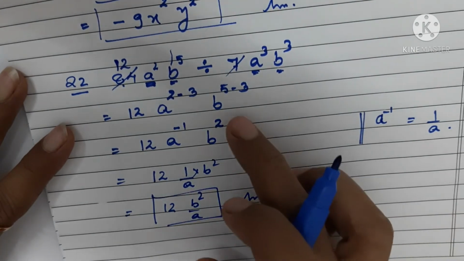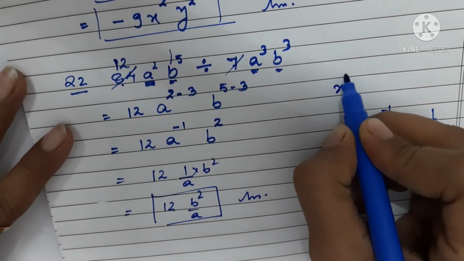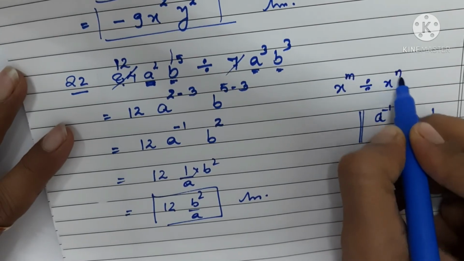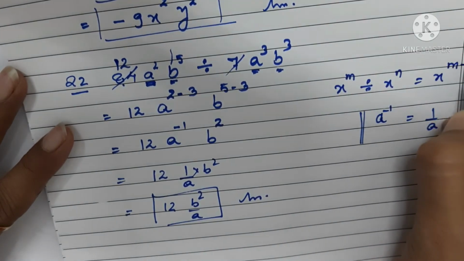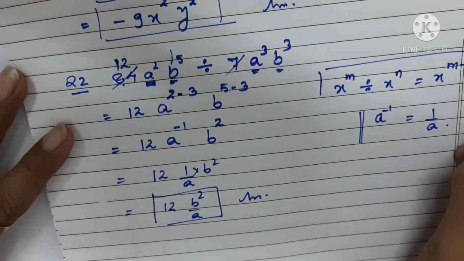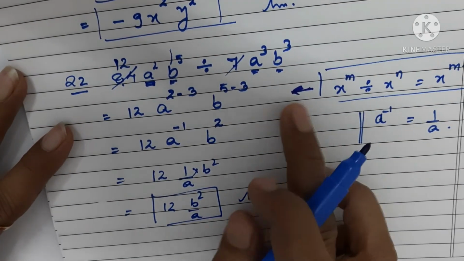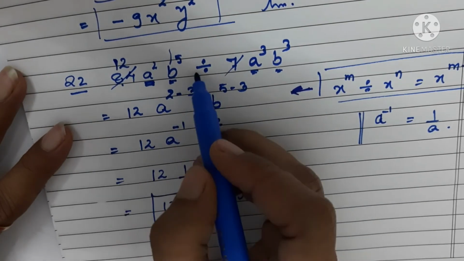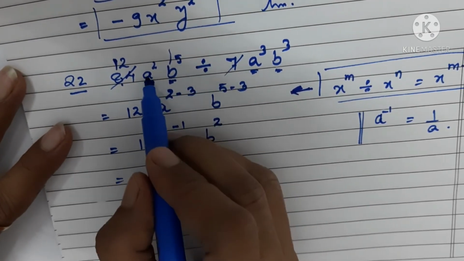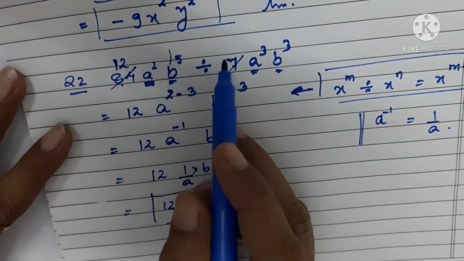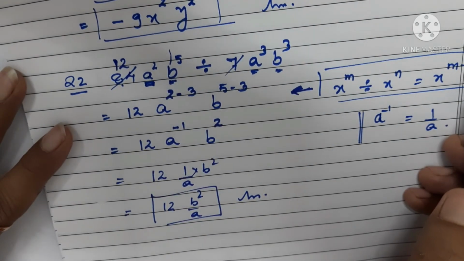Understood what we have done? Simply we have used the law: x to the power m divided by x to the power n will give you x to the power m minus n. This was the law which we have used here. Understood? This only is the law here. Why? Because division is the symbol in between a square and a cube, so we have used the powers in subtraction form. The same thing we have done here.